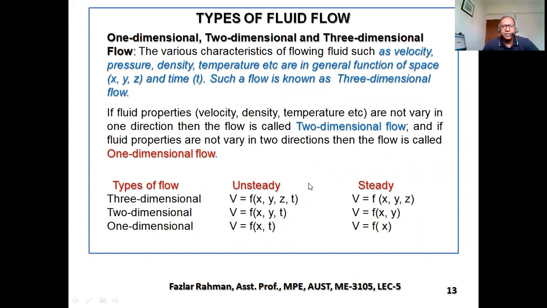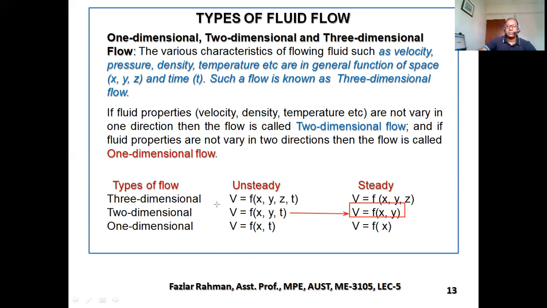Right over here, just giving an example that velocity is always a function of x, y, z, and t. And if it is two-dimensional, then you have only three variables because it has time. And if it is steady, steady means it does not depend on time. Its value is not changing with time. Then the velocity will be a function of only x, y, and z, because the magnitude of the velocity is not changing with respect to time.